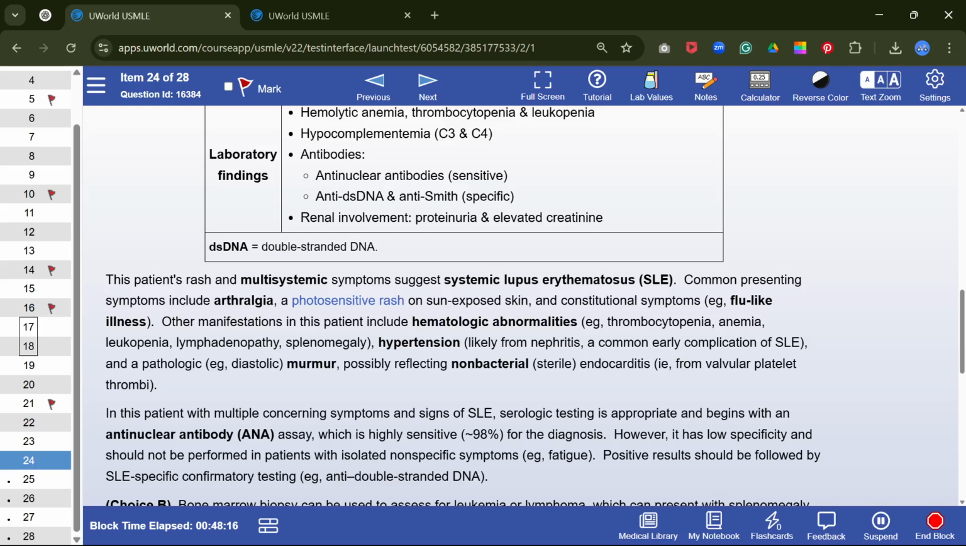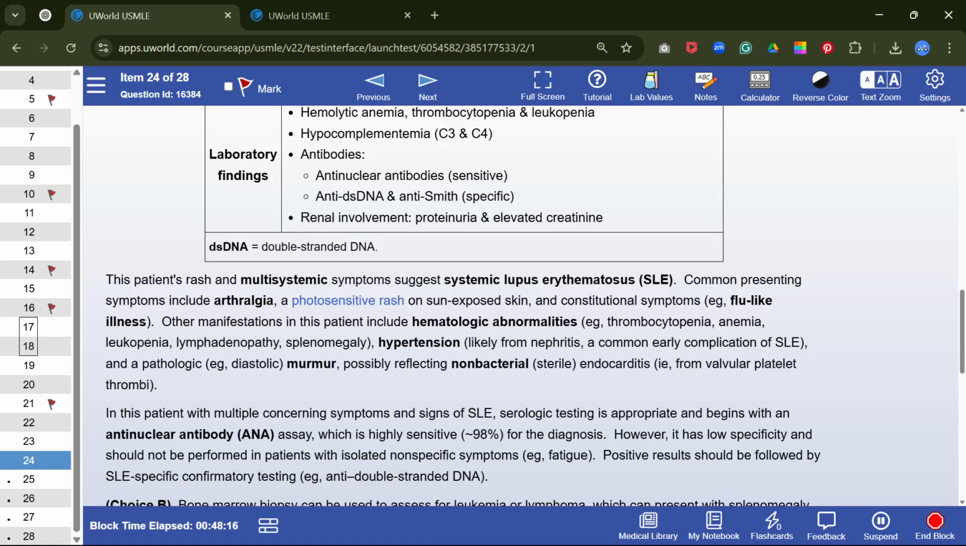This patient's rash and multi-system symptoms suggest SLE. Common presenting symptoms include arthralgia, a photosensitive rash on sun-exposed skin, and constitutional symptoms, like a flu-like illness.